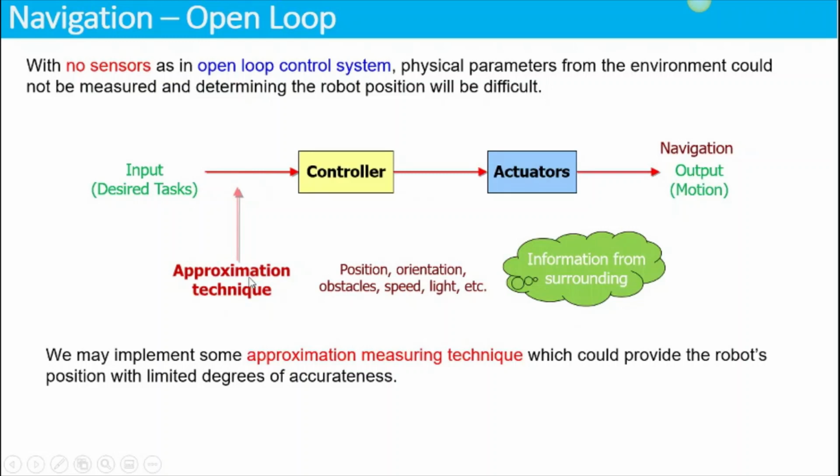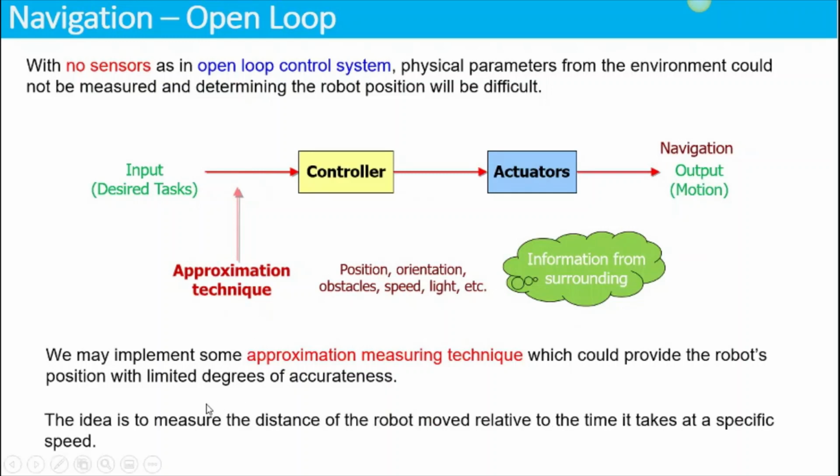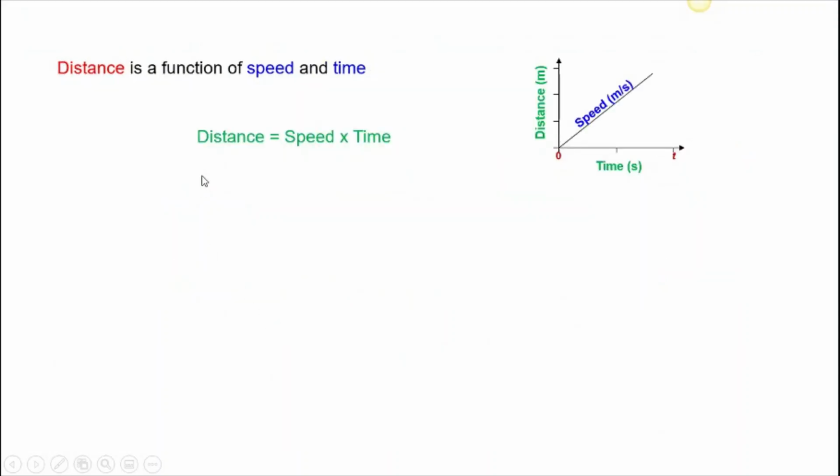Okay, so meaning that you can still navigate, you can still move your mobile robot autonomously in the environment without using any sensors, but the accuracy of that navigation process is doubtful. So the idea is to measure the distance the robot moves relative to the time it takes at a specific speed. So in this case, we are going to use the distance function. The distance function, we know, is the product of speed and time.